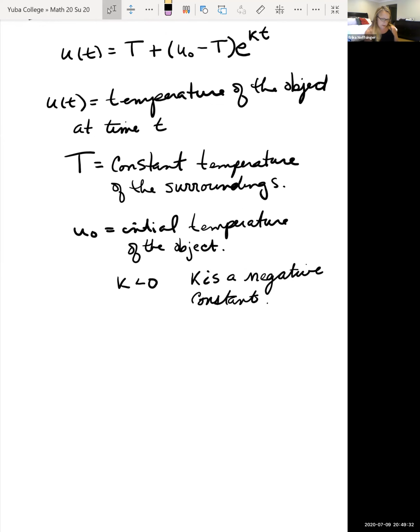Okay, so let's look at a problem. Warming time of a beer stein. A beer stein has a temperature of 28 degrees Fahrenheit. It's placed in a room with a constant temperature of 70 degrees Fahrenheit. After 10 minutes, the temperature of the stein has risen to 35 degrees.